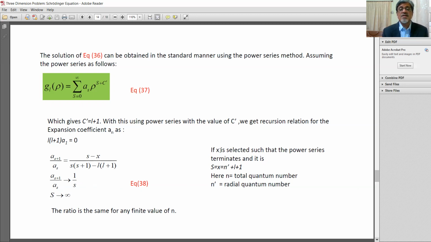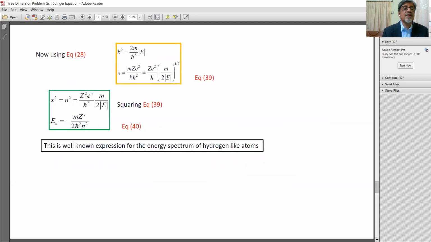Now, if x is selected in such a way that the power series terminates, so if you take x equal to s, then automatically the numerator becomes 0 and the power series terminates. And in that case, s equal to x can be taken as n prime plus l plus 1. Here n is the total quantum number and n prime is the radial quantum number. And in that case, we can still modify as per the following slide.